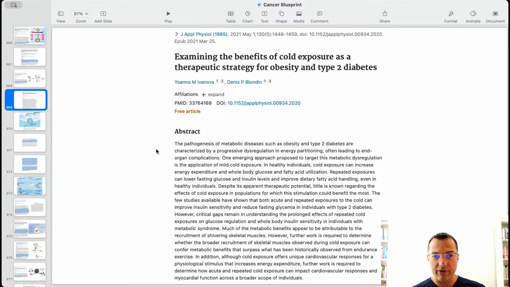In healthy individuals, cold exposure can increase energy expenditure and whole body glucose and fatty acid utilization. Repeated exposures can lower fasting glucose and insulin levels, and improve dietary fatty acid handling, even in healthy individuals. Despite, I'm gonna take a break for a second.